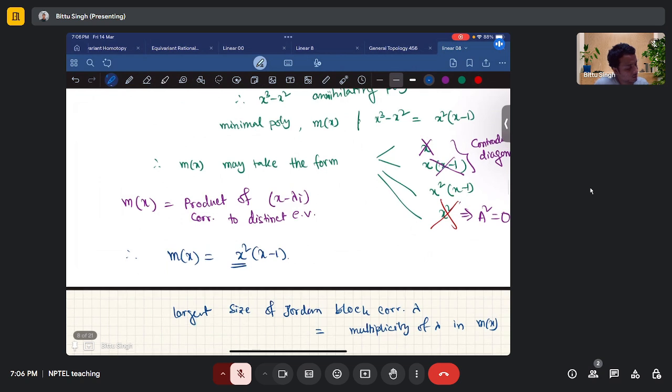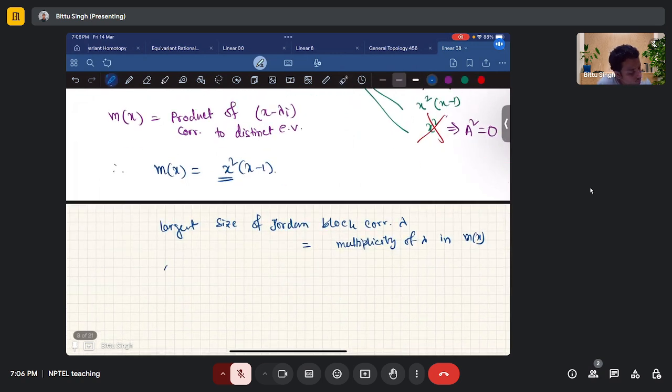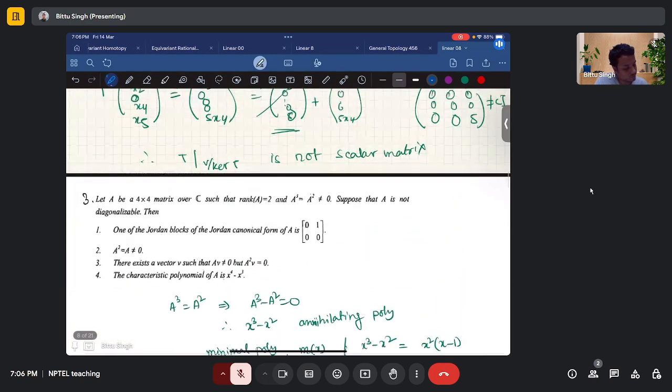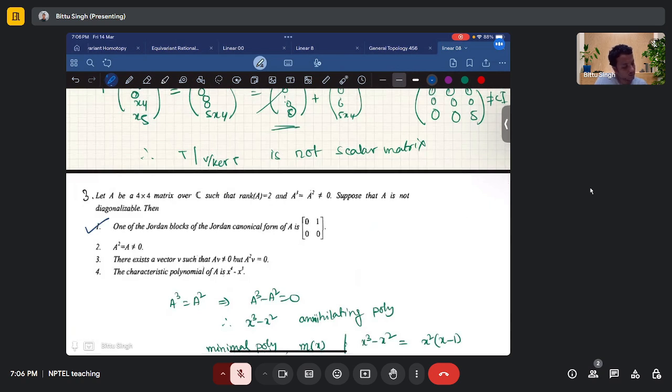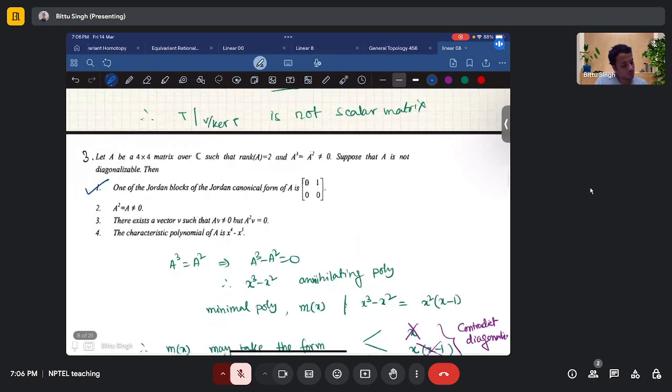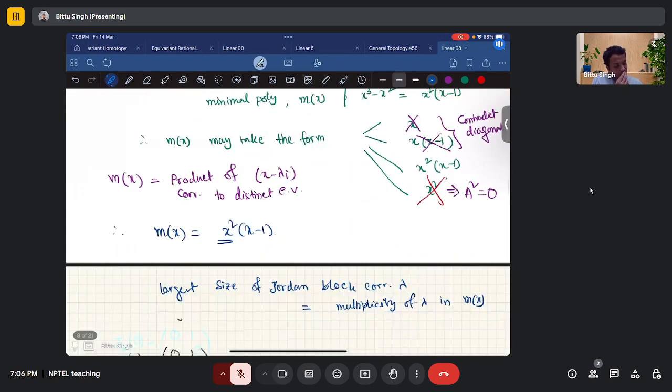So we can see here in the minimal polynomial that x minus 0 has multiplicity 2. Therefore, the largest size of a Jordan block should be 2. So this will appear: the Jordan block of size 2, J2(0), which is actually 0, 0, 1, 0. Right? Now, A squared equal to A, which is non-zero. Is it possible that A squared equals A?